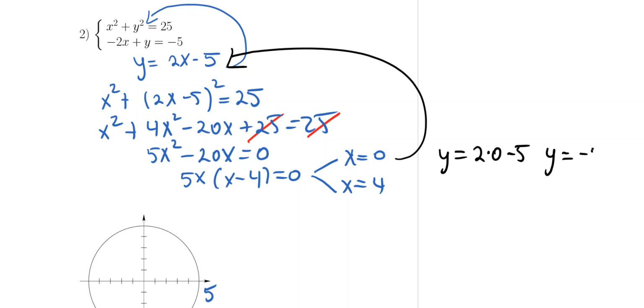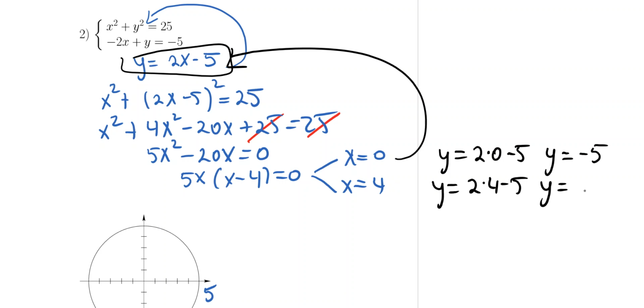But now x equals 0 substituted in here gives me that y equals 2 times 0 minus 5, which is y equals negative 5. And x equals 4 substituted in here again will give me that y equals 2 times 4 minus 5, which is y equals 8 minus 5, 3. So the solutions are the points 0, negative 5, and 4, 3. 8 minus 5 is 3, not negative 3. Sorry, 4, 3.